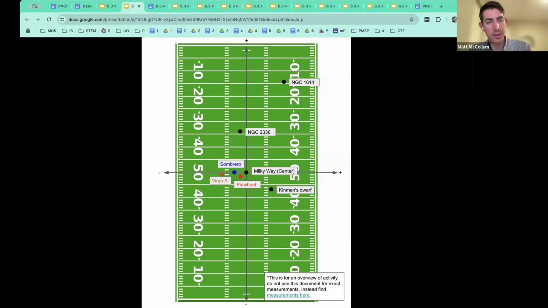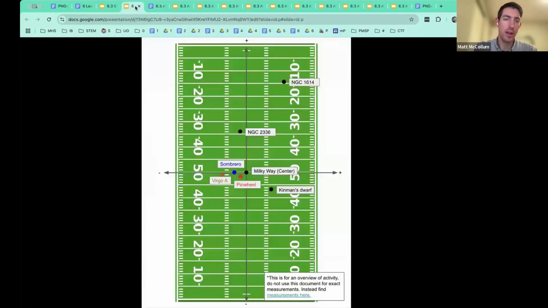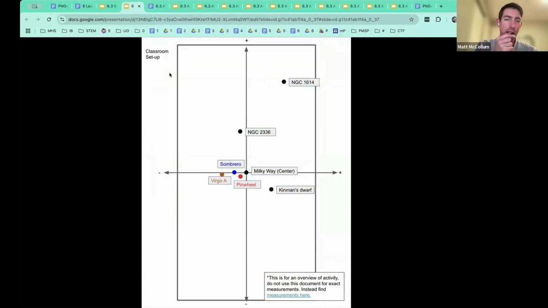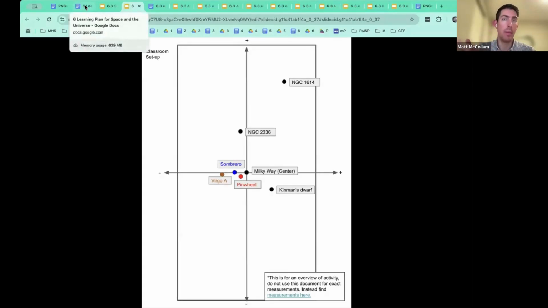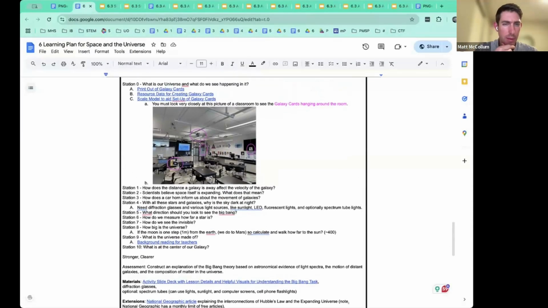And then if you click to the next tab, with a classroom setup, there are measurements down at the bottom that you can see. At each of those locations in the classroom or on the football field, we put a placard representing the universe. Maybe zoom in on it, Bradford.